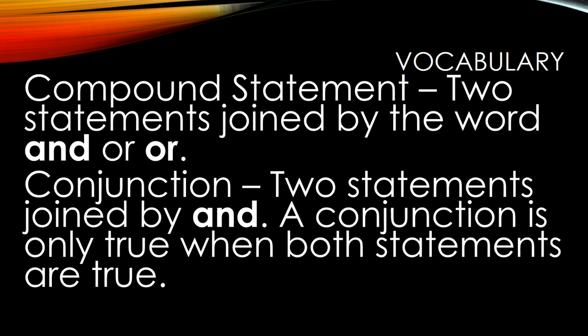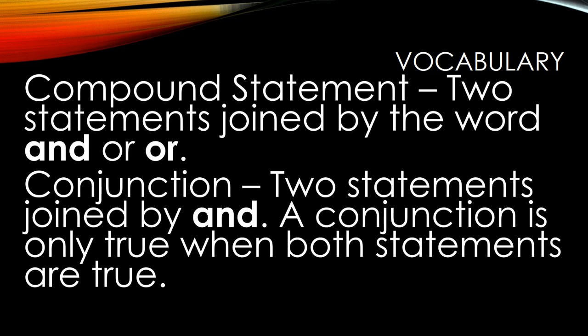So, and is normal. And works the same way that it normally would in English. Or, as we're going to see, is a little different. If I say, do you want chocolate or vanilla, maybe you can't have both. But in math, you can have both. In math, it's either one. So and means both of them are true, or means at least one of them is true.